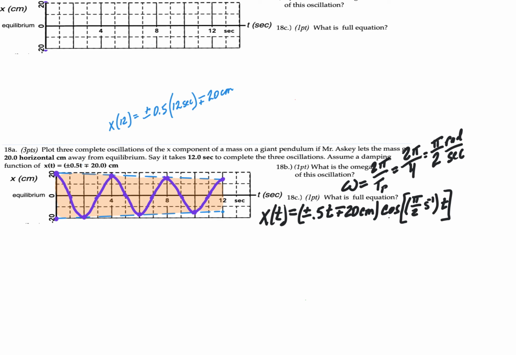You only go 90 degrees every second. So it takes you 4 seconds to go all the way around. If I was spinning the wheel in front of you, that'd be a very slow spin, pi over 2. And okay, so then you have to plug that in. You have to plug the damping function in for the amplitude.